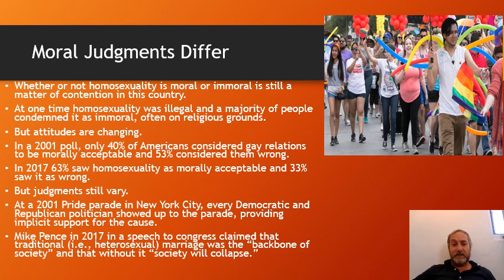So a couple examples from the text. There's a 2001 Pride Parade in New York City, and you see all the local politicians, Democrat and Republican, showing up, giving speeches, implicitly giving support for the cause, and implicitly saying homosexuality is not immoral. But then, as late as 2017, you got Mike Pence, who was vice president at the time, in a speech to Congress, where he says things like traditional marriage, which is sort of code for heterosexual marriage, is the quote backbone of society, and that without it, quote, society will collapse. So if you think that doing things that will make society collapse are potentially immoral, then again, implicitly, he is saying that homosexuality is immoral.